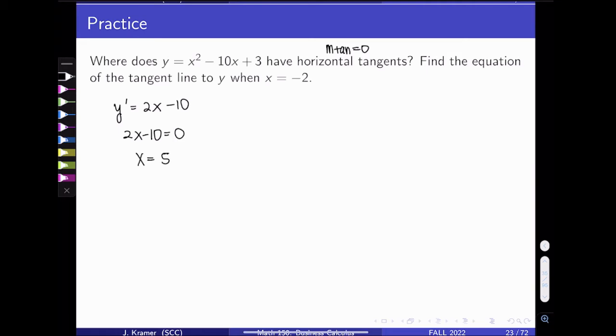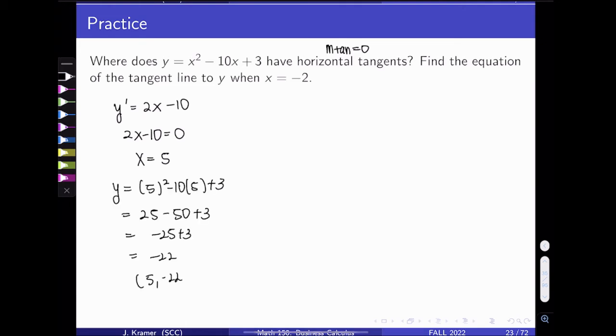So y equals x squared minus 10x plus 3 has a horizontal tangent when x equals 5. We can actually find the point by plugging 5 back into the original function. So it has a horizontal tangent at (5, -22). We want to find the equation of the tangent line to y when x equals negative 2.